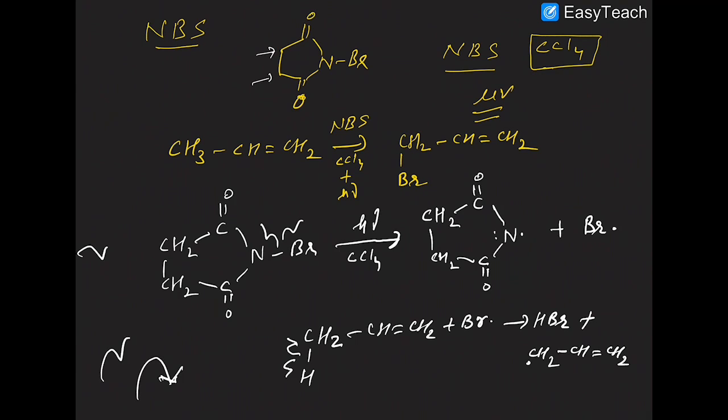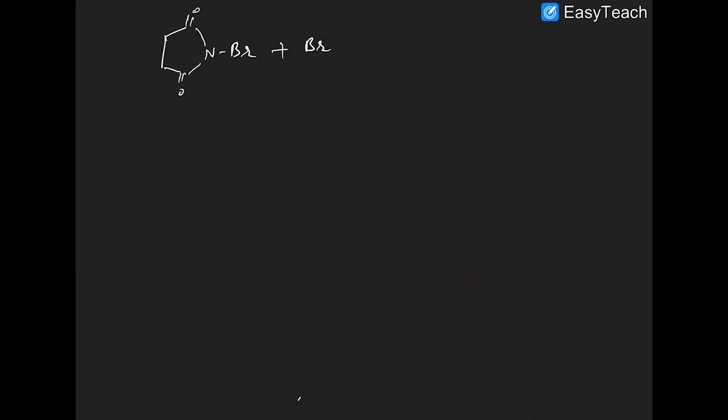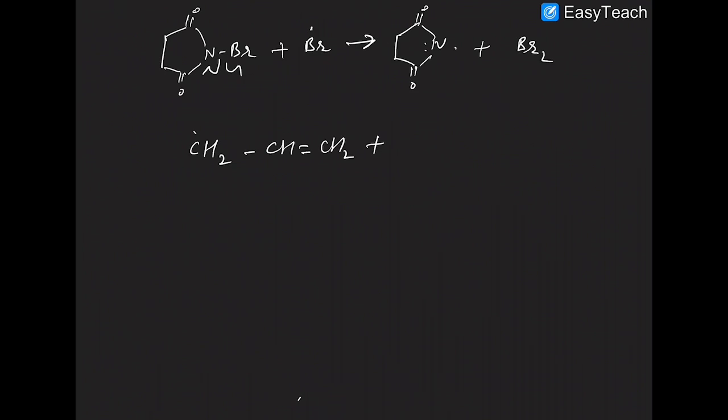That free radical of the alkene will add up with Br2. The second molecule of NBS now will undergo homolytic bond fission to give you what? To give you free radical of this NBS plus Br2 molecule. Now this Br2 molecule will add up to the free radical. So first this bromine is formed, and in presence of ultraviolet light, it will undergo homolytic bond fission and this bromine will add up to this.